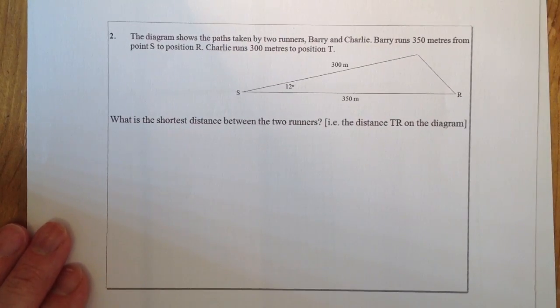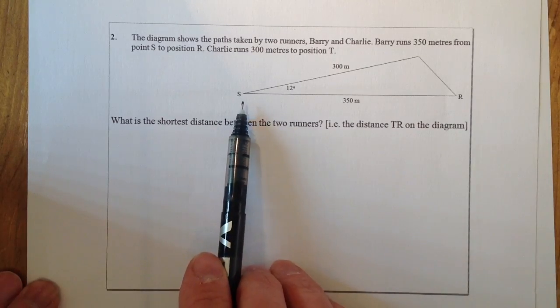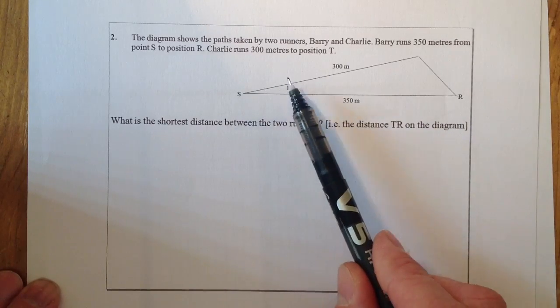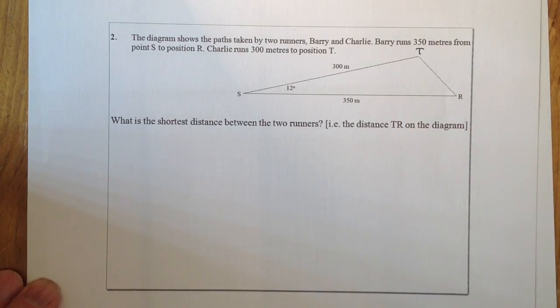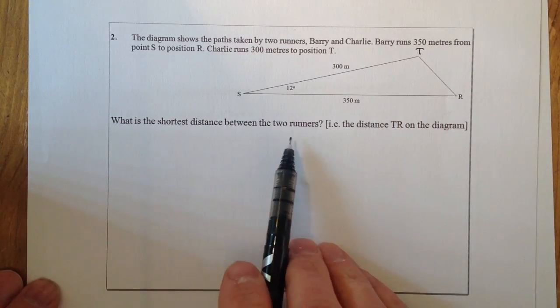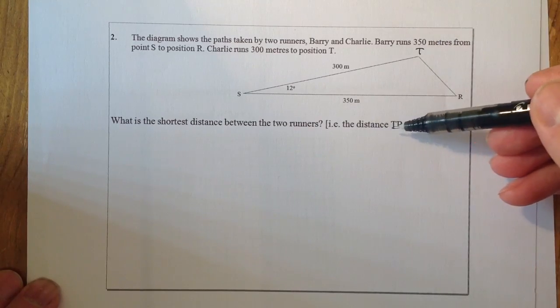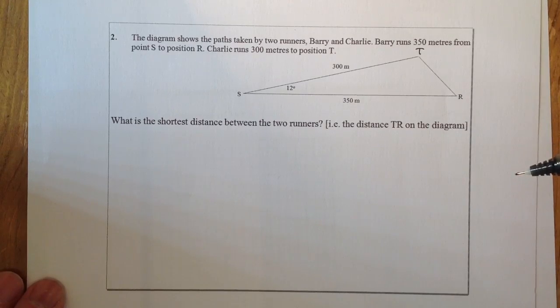Next question, question 2. The diagram shows the paths taken by 2 runners, Barry and Charlie. Barry runs 350 metres from point S to point R, and Charlie runs 300 metres to position T, at the top here. What is the shortest distance between the 2 runners? I'm looking for this distance here, and the question helps by saying it's the distance TR on the diagram.